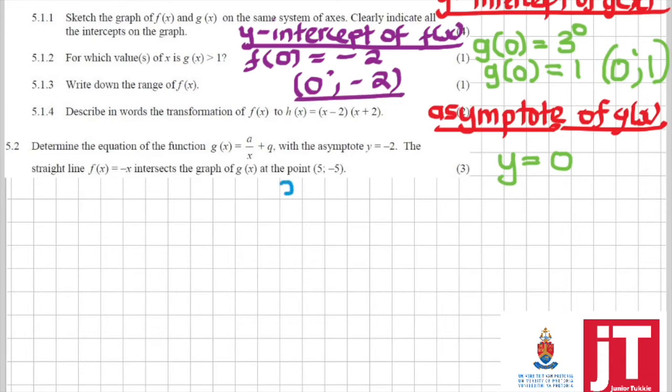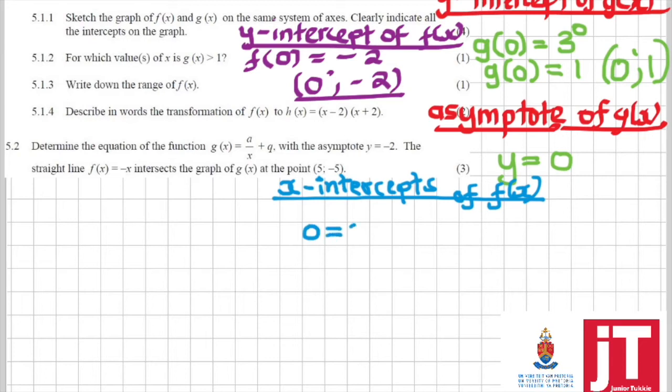To get the x-intercept of f of x, we're going to make y equal to 0. So we get 0 is equal to x squared minus 2. Solving for x, we say x squared is equal to 2. Finding the square root on both sides, we get x values of plus or minus the square root of 2, representing our x-intercepts.